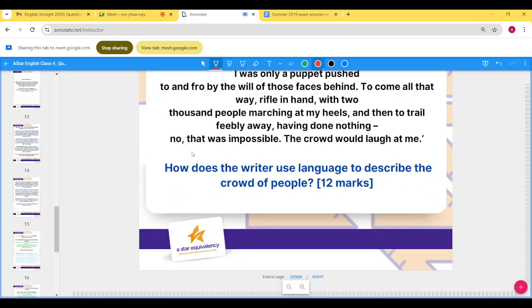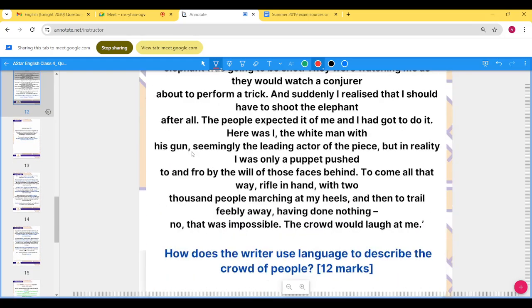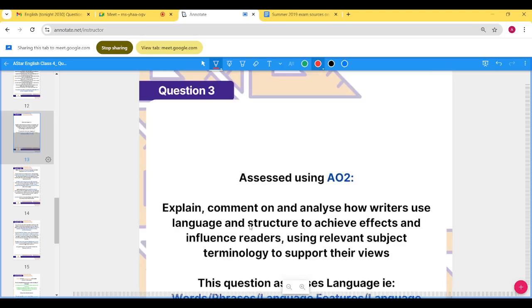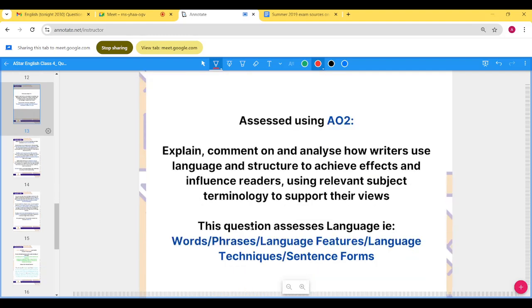Now, we're going to look at a few general points to look at with this, and then we'll come back and look at the text itself. But this question, as mentioned, is marked using AO2, which is to explain, comment on, and analyze how the writers use language and structure to achieve effects and influence readers, using relevant subject terminology to support their views. The question assesses language, i.e., words, phrases, language features, language techniques, sentence forms.